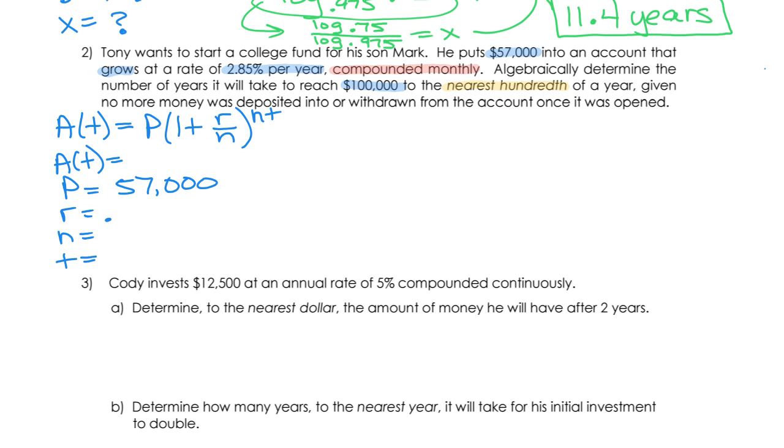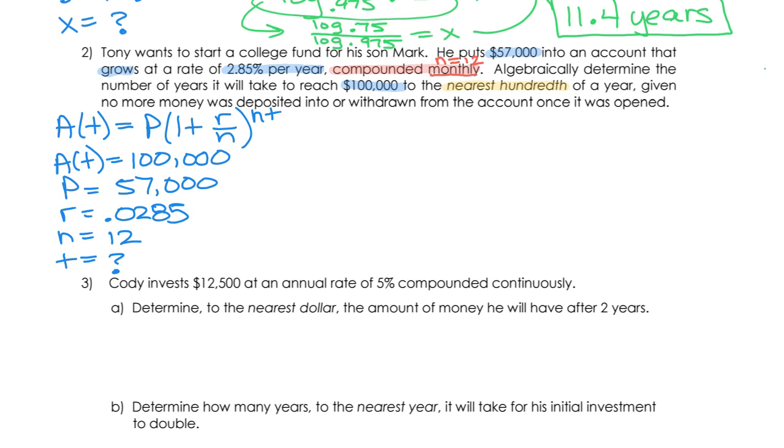So our rate is just 0.0285. Compounded monthly. The word monthly, since there's 12 months in the year, that refers to the number 12, and that's our N value. Algebraically determine the number of years it will take for it to reach 100,000. That is our output or our final amount. That's our A of t. And again, we're trying to figure out how long it's going to take. So that's our question mark.